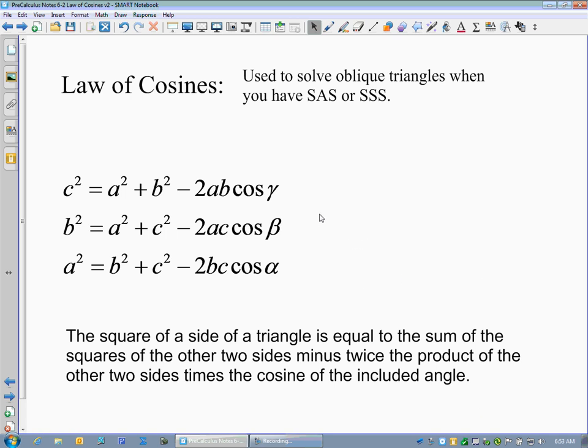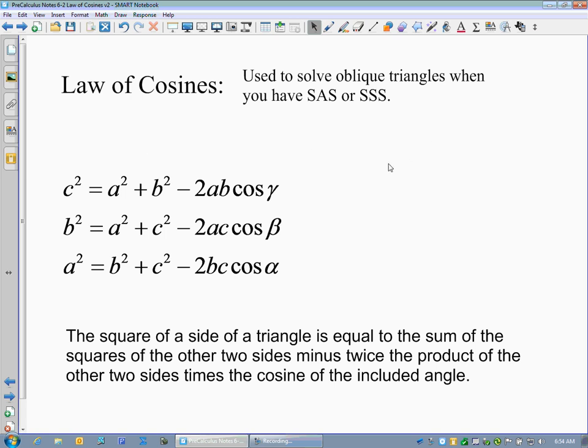And one little side note: if you look at the first equation here, this works for any triangle, but let's say we did have a right triangle. So let's say C was the hypotenuse. That would mean that gamma would be 90 degrees. Well, the cosine of 90 degrees is 0, so this term completely goes away, which means you have just the Pythagorean theorem. So in effect, the Pythagorean theorem is really just a special case of the law of cosines. The law of cosines is much more useful. You can use it for any triangle, whereas the Pythagorean theorem is only for right triangles.